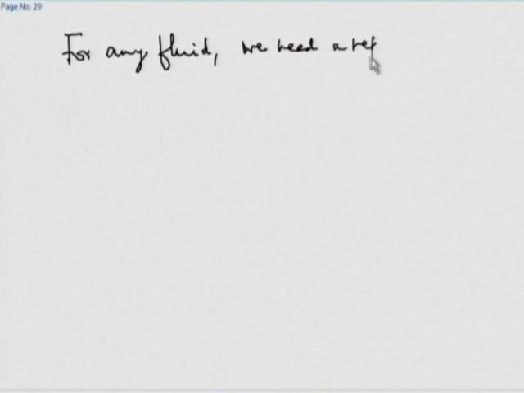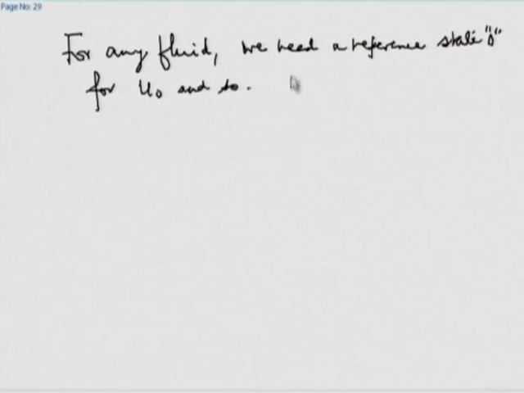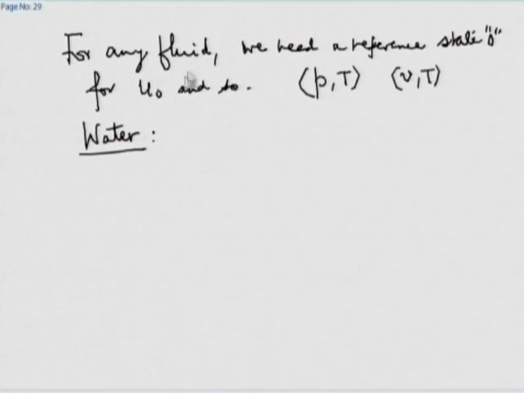See, for any fluid, we need a reference state, for reference state naught, for U naught and S naught. Now, this has to be decided as either some pressure and temperature, or some volume and temperature, or something like that. For water, we decide this as saturated liquid at P triple point, T triple point.